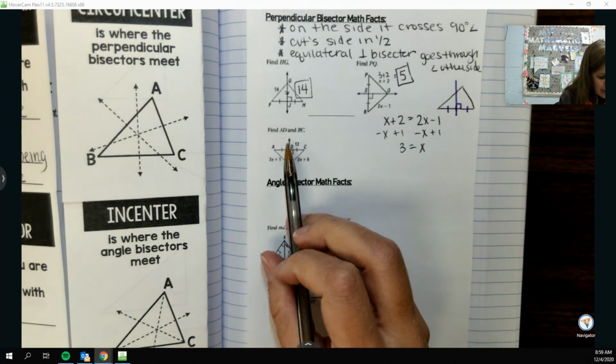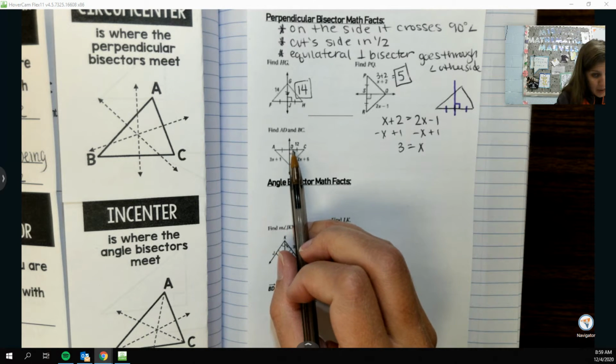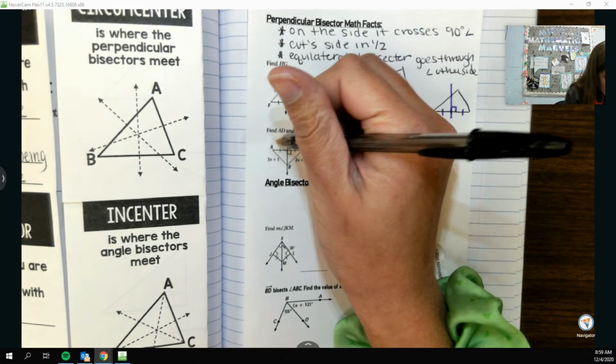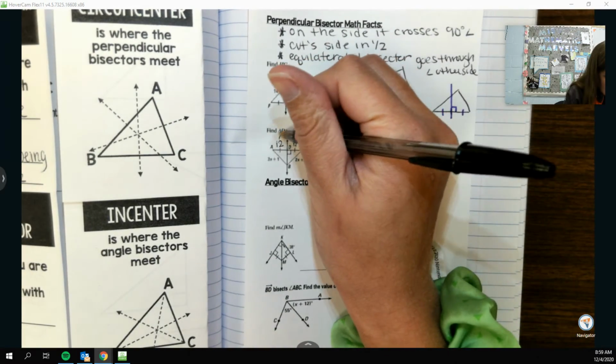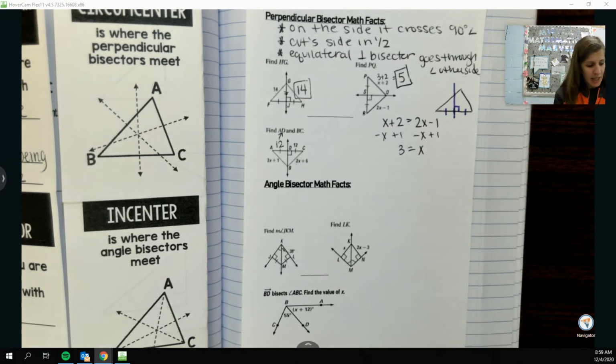And then down here, same deal. So we have this perpendicular bisector, and I can tell because it was perpendicularly bisected, meaning if this side here is 12, so is that. So I've found AD is 12. The whole line would be 24.